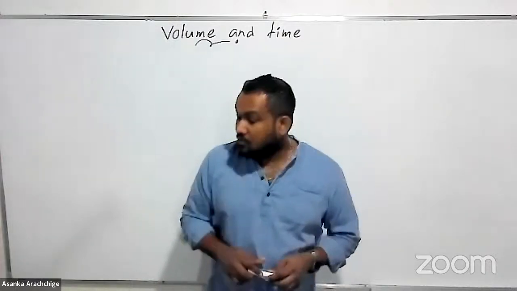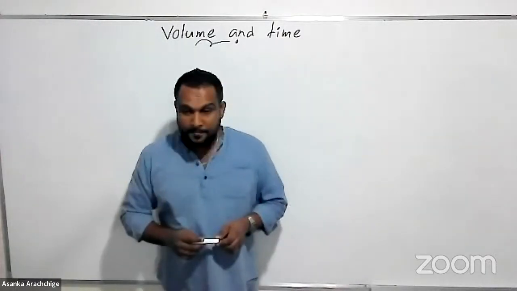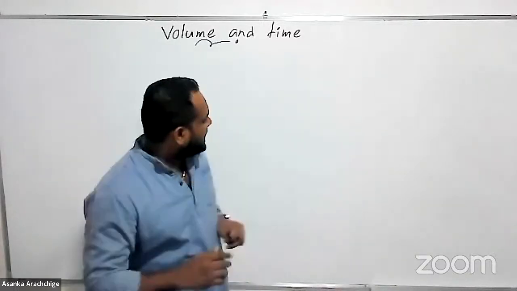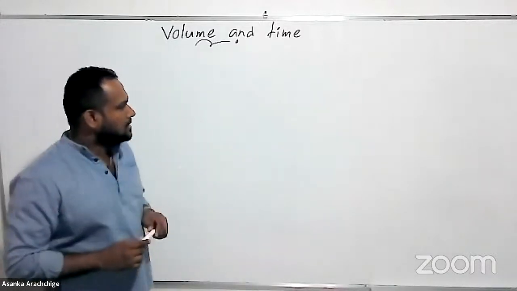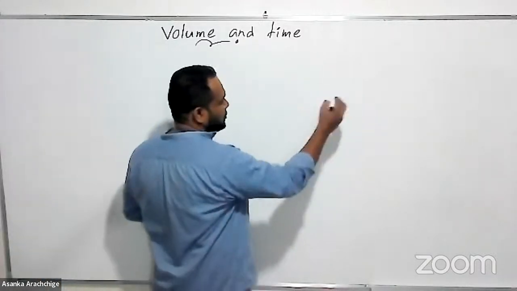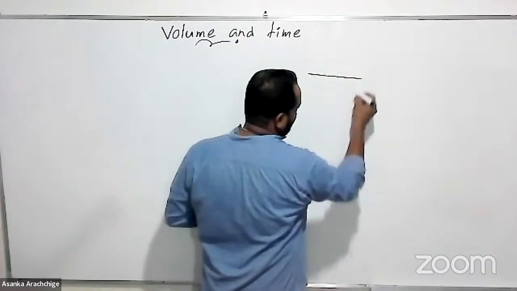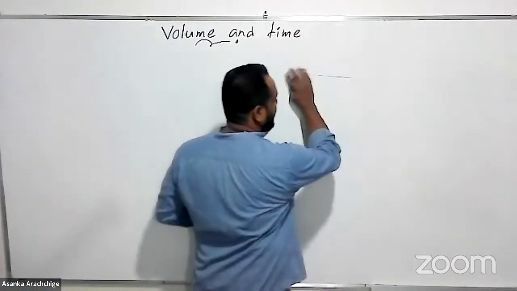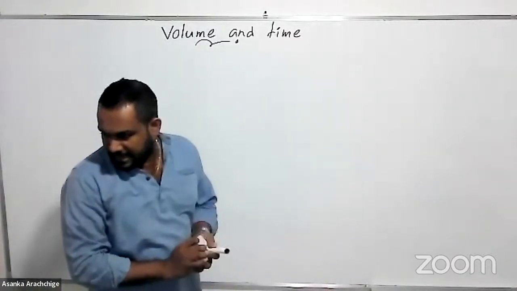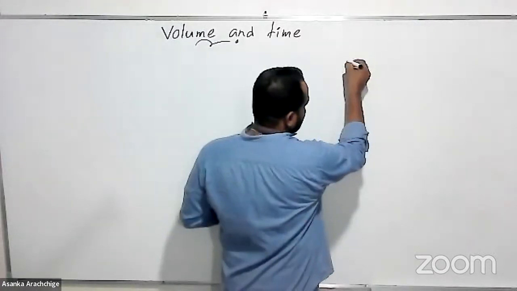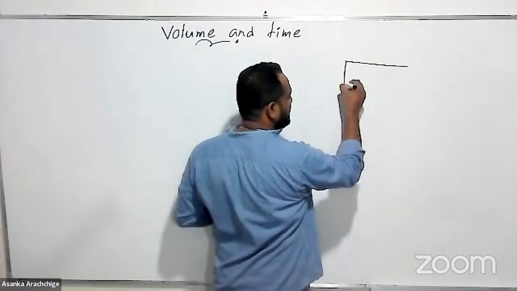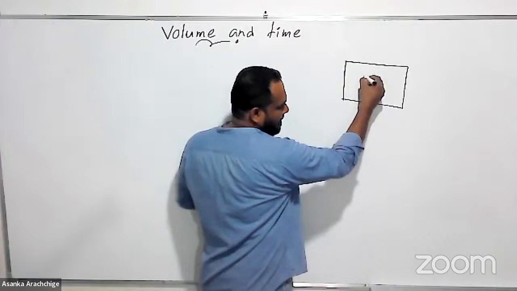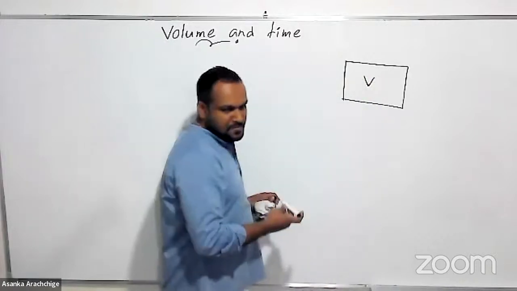So now we are going to learn the relationship between volume and time. To explain this, I take this example, this situation. Now think, there is a container, something like a household water tank. Suppose it is a tank. The capacity of this tank is V.